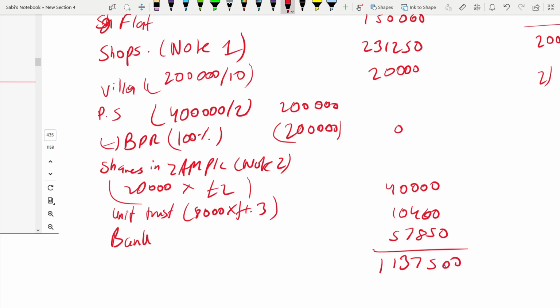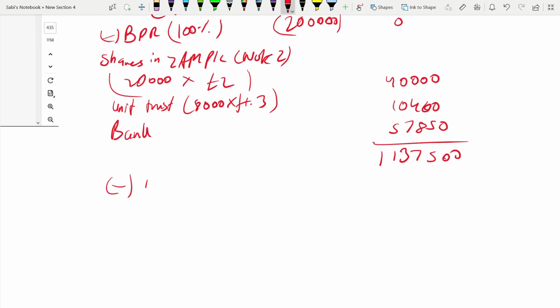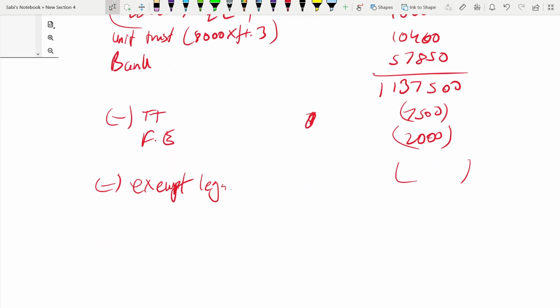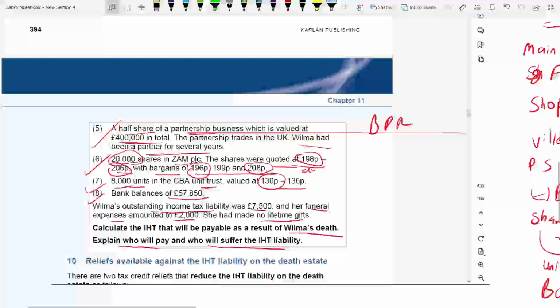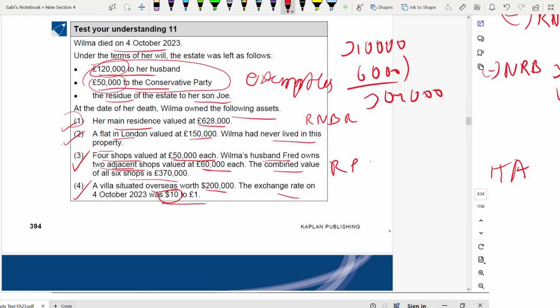Add is 1,137,500. Now deduct the expenses. Income tax and funeral expenses. So income tax is 7,500 and 2,000 is the funeral expenses. Deduct the exempt legacy. Exempt legacy is also to spouse and charity and political party. Husband how much? 120 and 50.